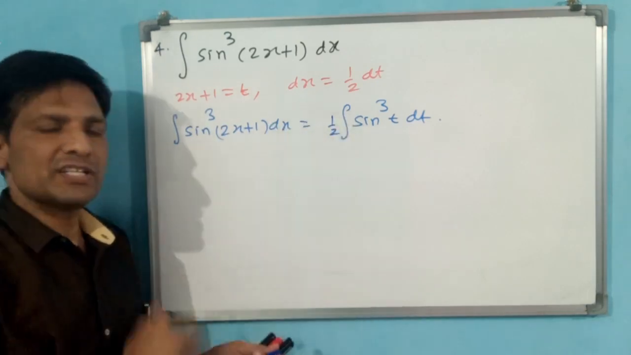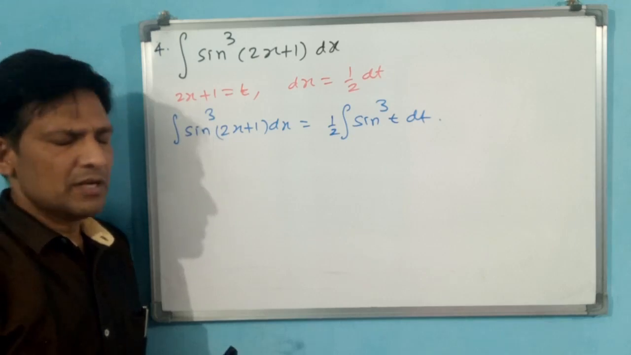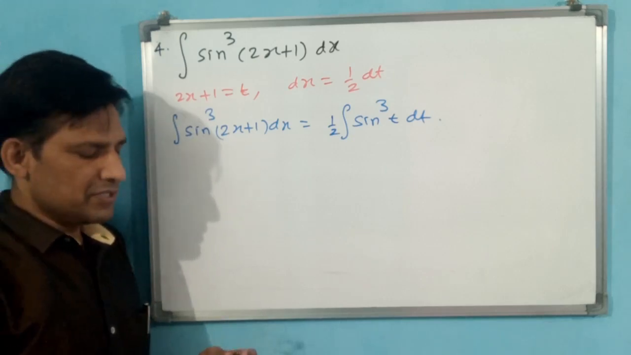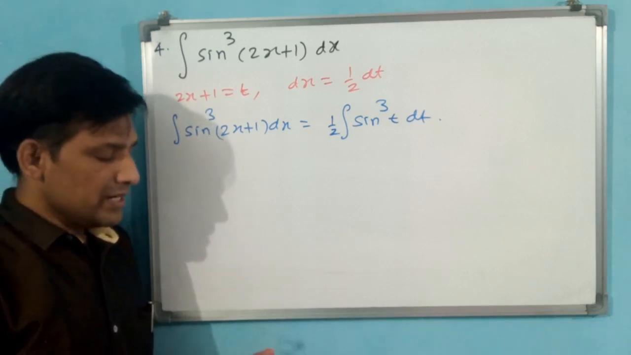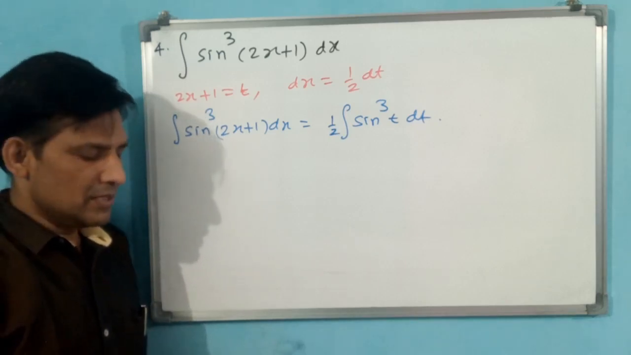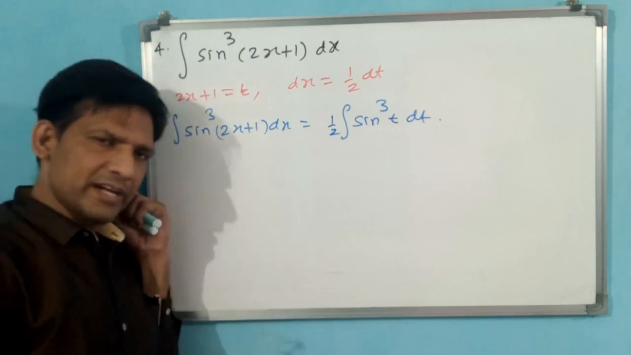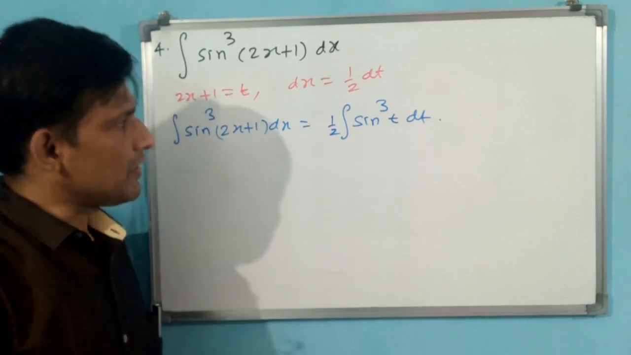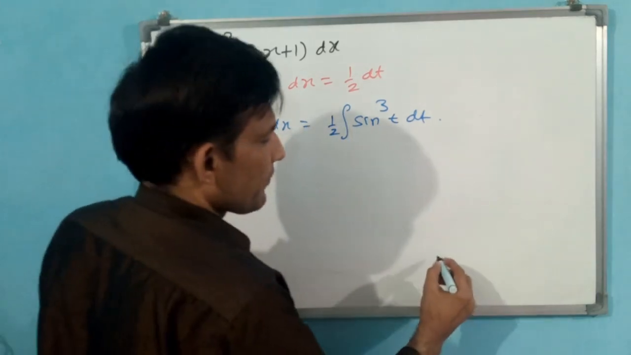If it is differentiation, easily you can do it: 3 sin square t into again cos t. But this is integration. Integration you cannot do like that. Integration is not as flexible as differentiation. Okay, we know a formula. What is that formula? You see here I am writing.